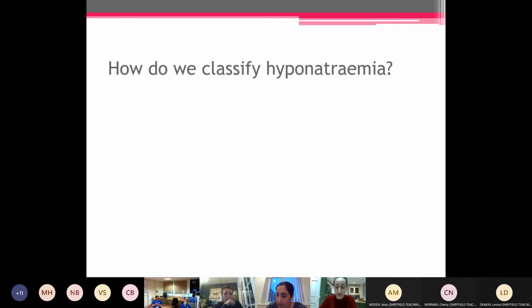So first bit of the interactive session. Can anyone pop the hand up or just put the microphone on and tell me, there are multiple different ways of classifying hyponatremia. Can anyone tell me one or more of them?